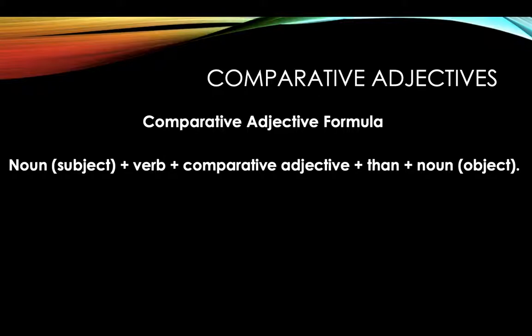So like everything in English, there is a formula, and I want to provide that for you. So the comparative adjective formula is a noun or subject plus a verb plus a comparative adjective plus than plus another noun or object. Okay, and we learned that those are called direct objects at the end.